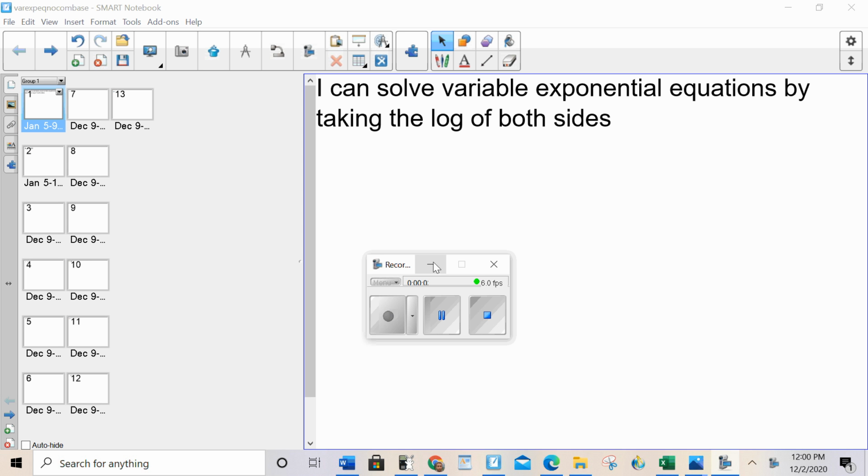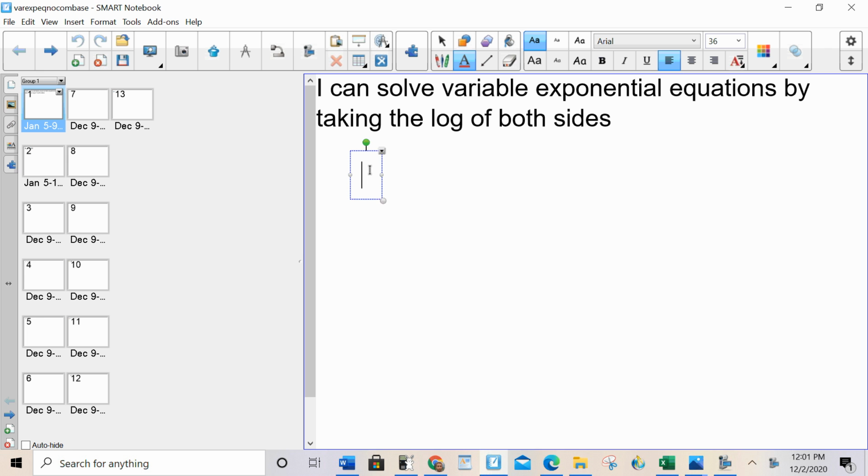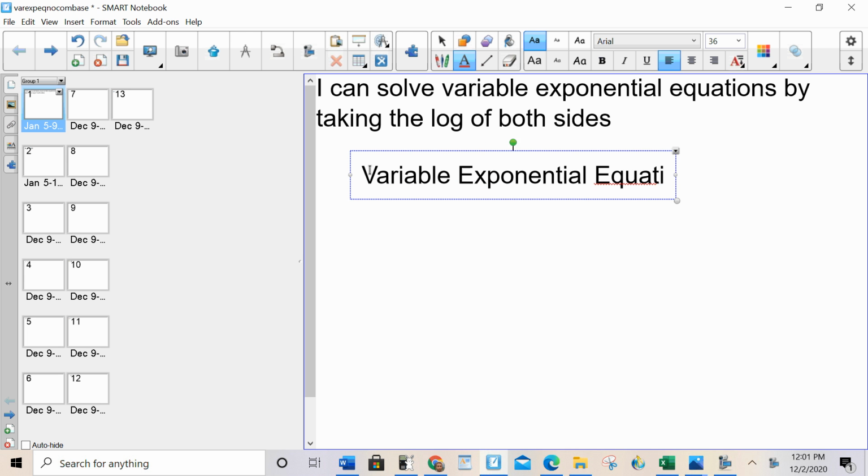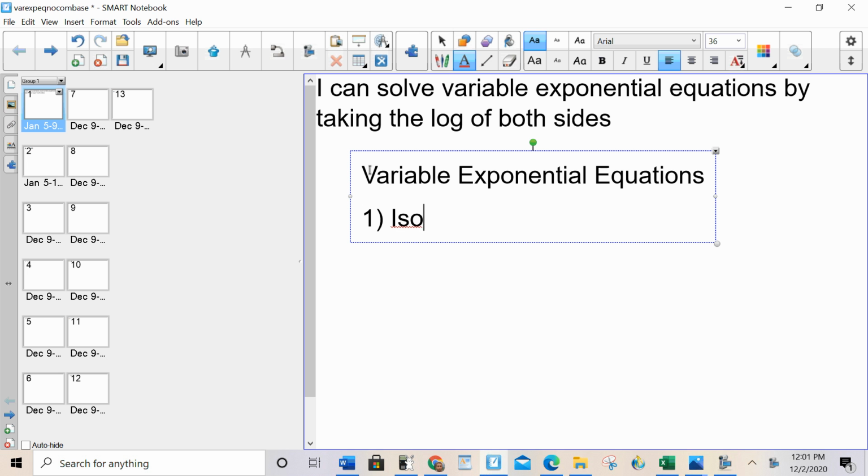Hello everybody, today I can solve variable exponential equations by taking the log of both sides. So basically my steps for solving variable exponential equations, my first step is going to be to isolate the base. Whatever's being raised into the power needs to be by itself.